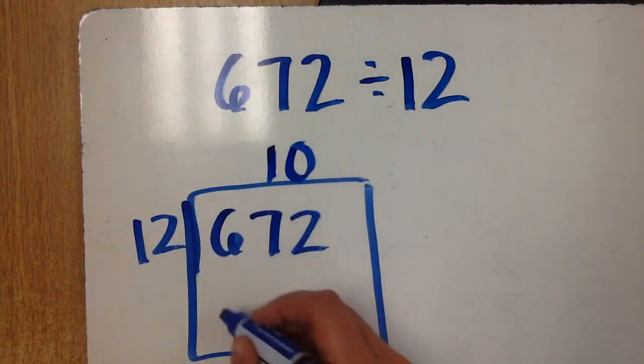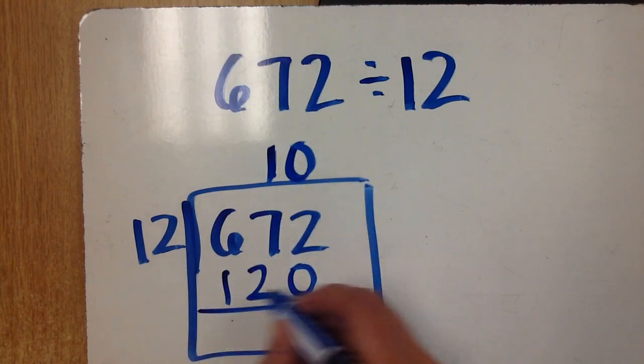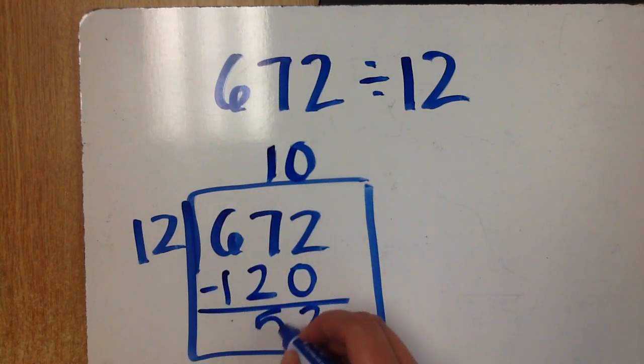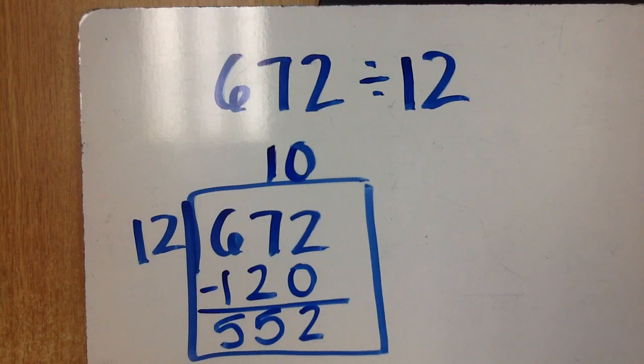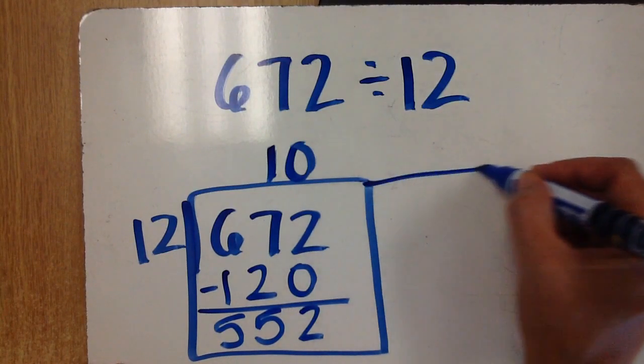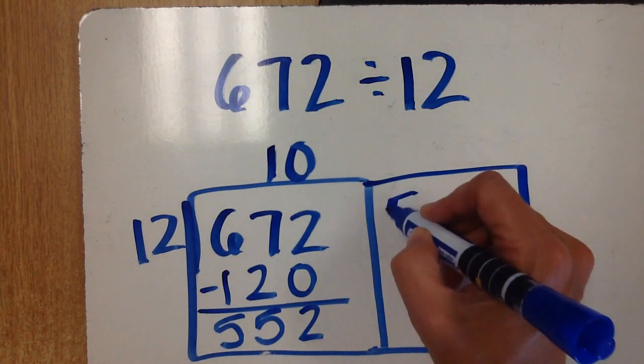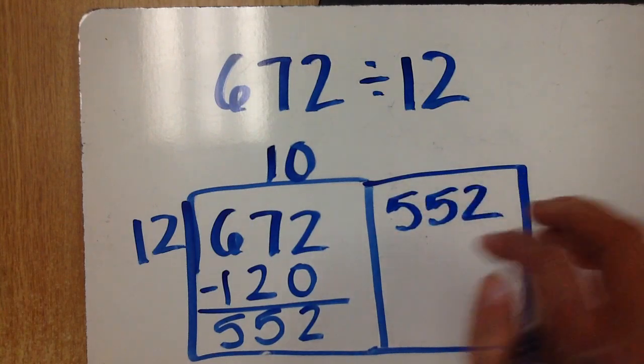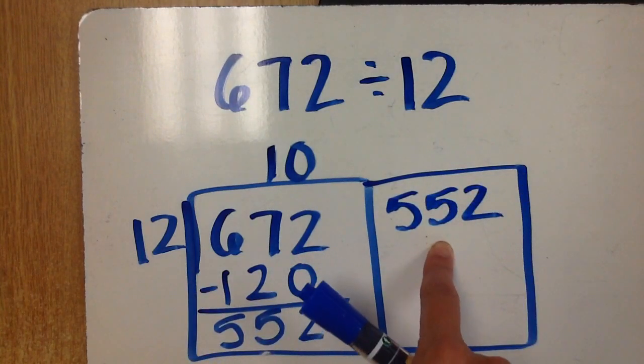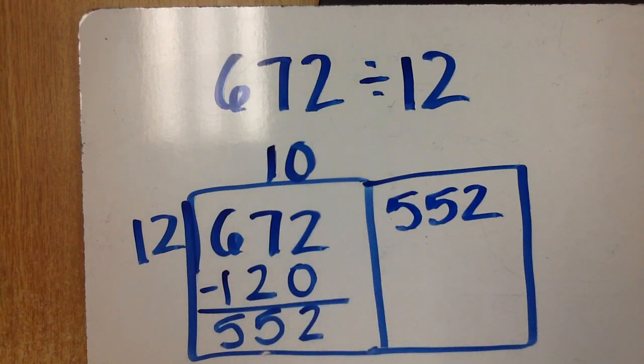So 10 times 12 would give me 120. And then I'm going to subtract. And I have 552 left over. And I could continue to do 10 if I wanted to, but I could try other multiples of 10 as well. Now I have 552 left. And so it's going to now get moved over here because that's the new number that I'm going to be making my groups out of.